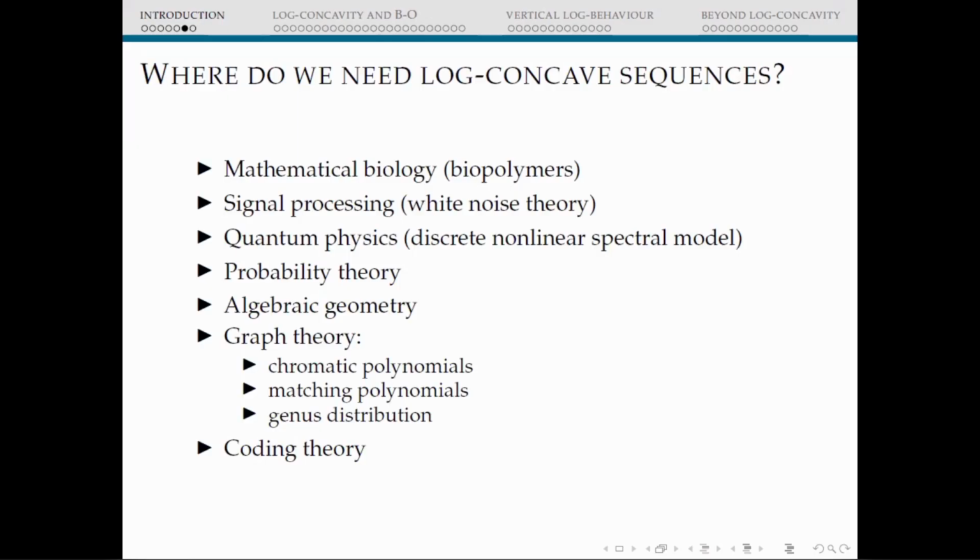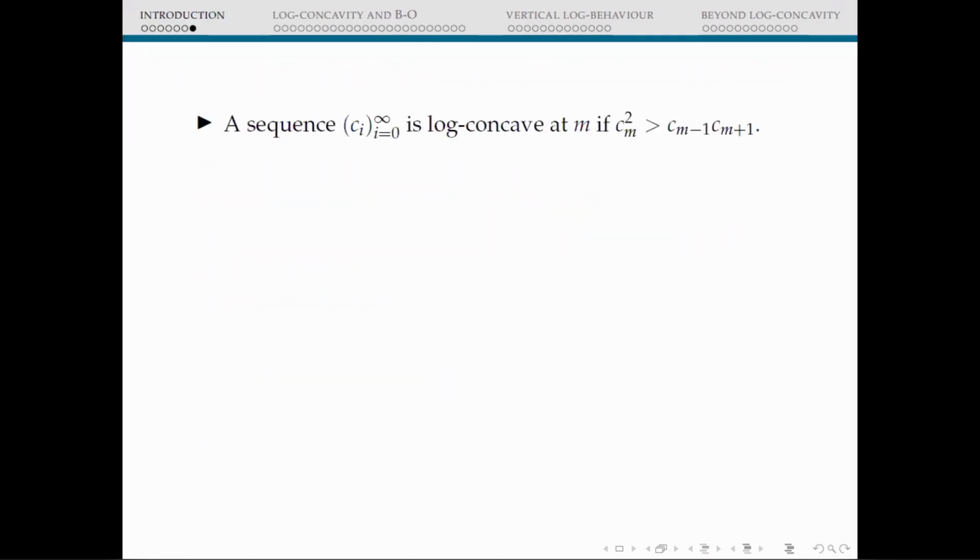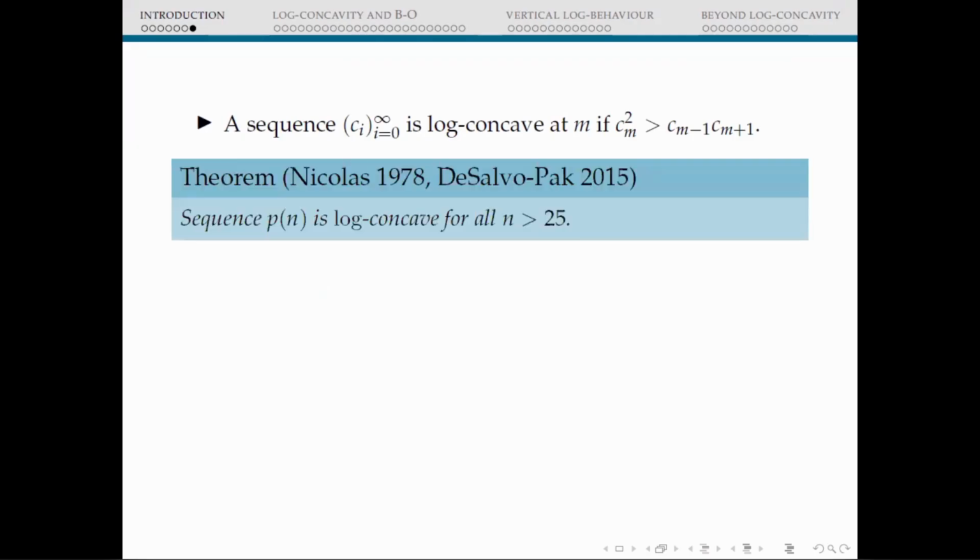But now we would like to go to the main part of this talk, the log-concavity property for the partition function. Let me recall the definition of log-concavity as before. It turns out that the sequence of the partition function is log-concave for all n greater than or equal to 126. It was proved, or rather reproved, in 2015 by DeSalvo and Pak. Actually, Nicolas proved it many years before, but his work, unfortunately, was forgotten for a few decades.